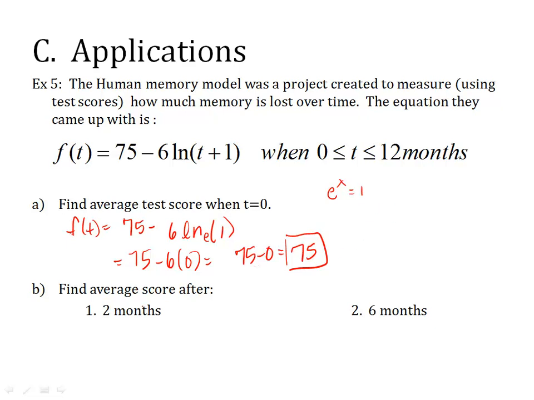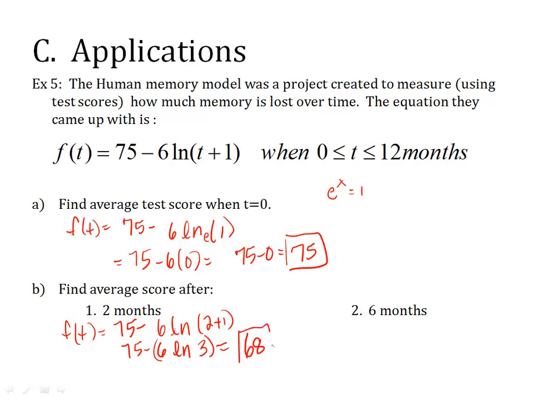After 2 months, we're going to do the same thing. We're just going to put a t in, or 2 in for t. 75 minus 6 natural logs of 2 plus 1. So it's really a 3. And you would type this in your calculator, being very careful to put everything behind the minus sign in parentheses. Otherwise, it will not calculate correctly. We're coming up with a test score, so you're going to round to the whole number. You're going to get 68.